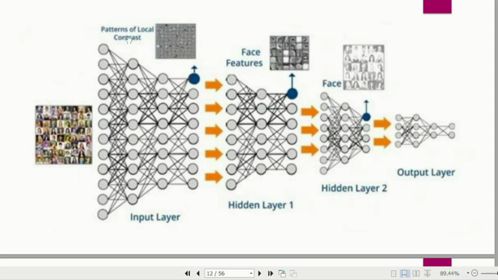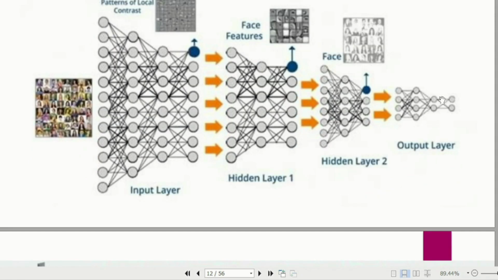So in short, the input layer shows the pattern of local contrast, and the prediction of the face is at the output layer. And this is one of the pattern recognition examples of ANN.